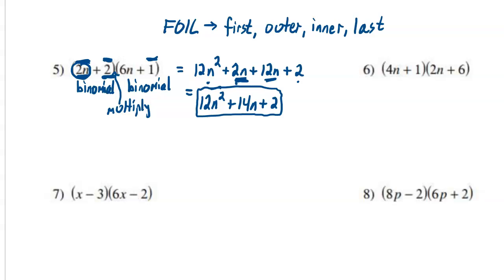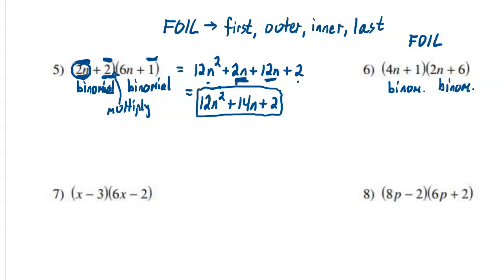Now number 6, what is the structure? You've got to recognize the structure. You have to recognize that it's a binomial times a binomial, because when you recognize that, then you can know to do FOIL as your rule.